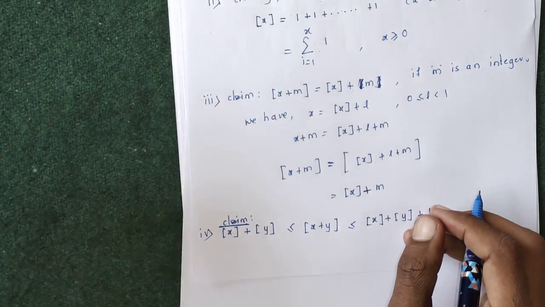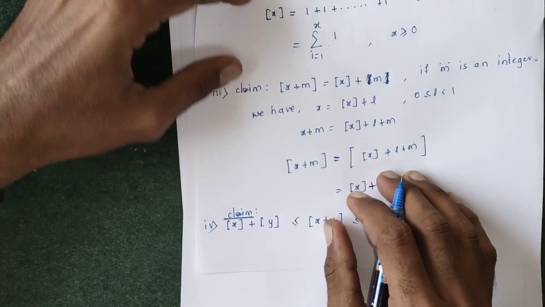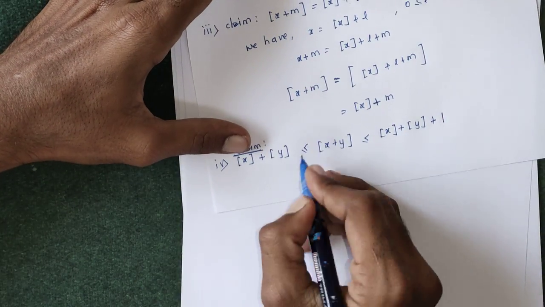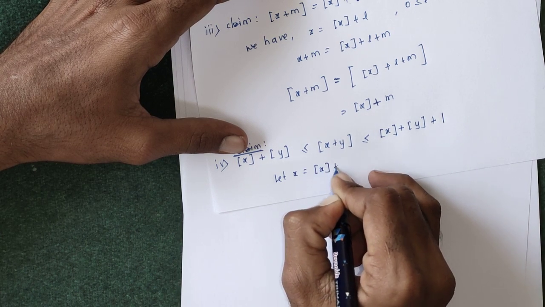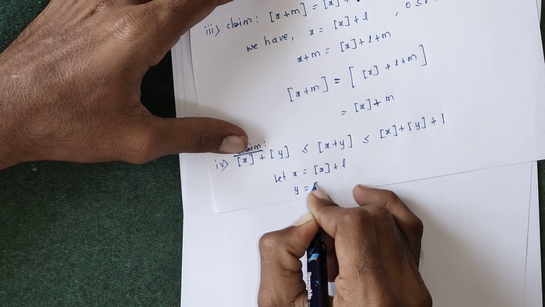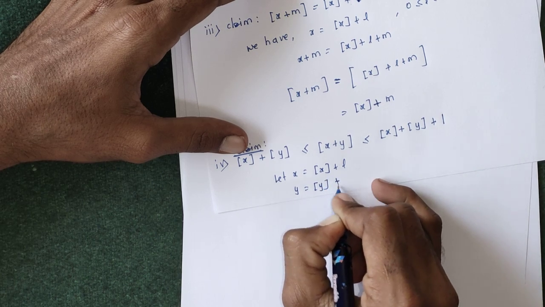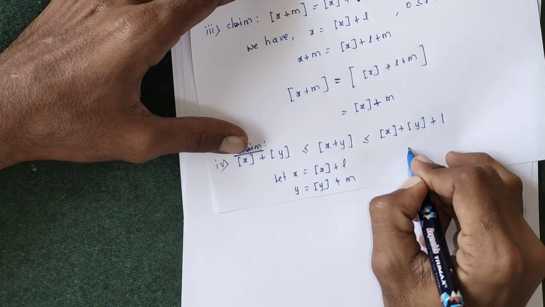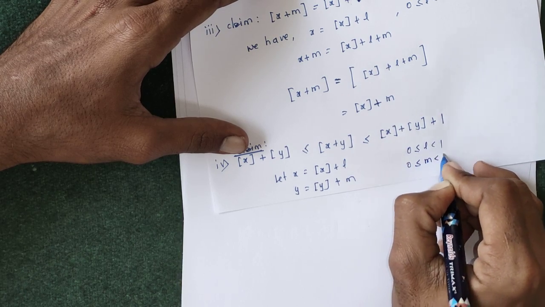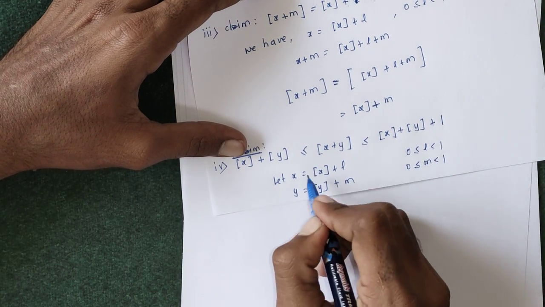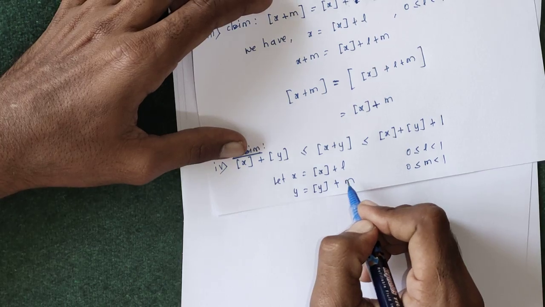we have x is any real number, similarly y is any real number. So, we have x is equal to integral part of x plus L. Similarly, we can write y is equal to integral part of y plus m. This L and m are again in between 0 and 1, as this x is in the form, y is again in this form.